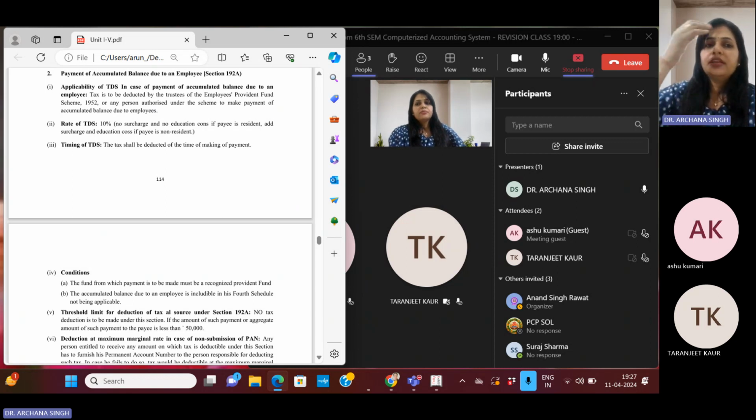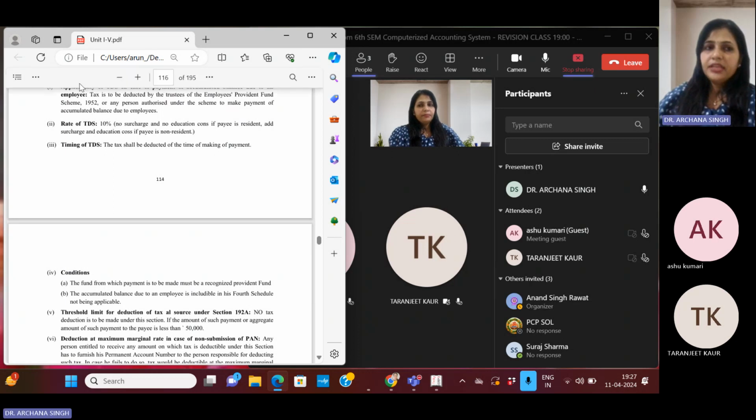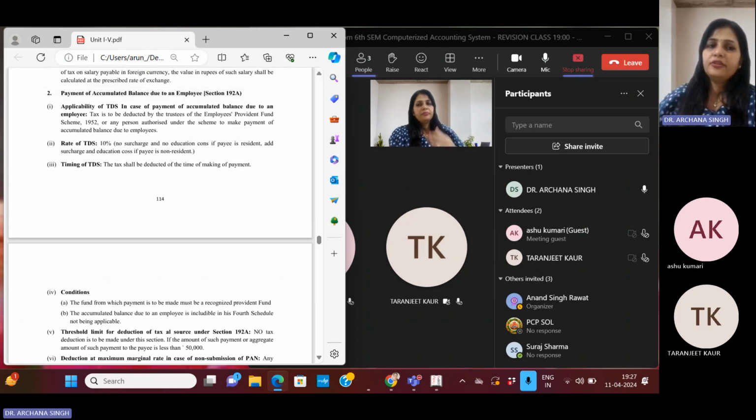Then second is payment of accumulated balance due to an employee, section 192A. In this, if you have to make payment of the accumulated balance due to an employee, then it comes under section 192A, and you have to follow certain conditions. First of all, applicability of TDS in case of payment of accumulated balance due to an employee. Tax is to be deducted by the trustee of the Employees Provident Fund Scheme 1952, or any person who is authorized under the scheme to make payment of accumulated balance due to employees.